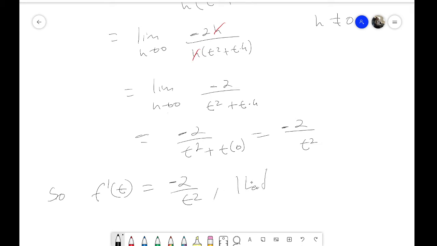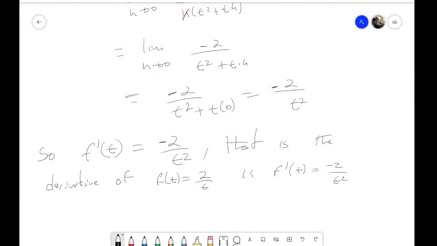That is the derivative of f of t equals 2 over t: f prime of t equals minus 2 over t squared. So that is what the derivative of 2 over t equals, negative 2 divided by t squared.